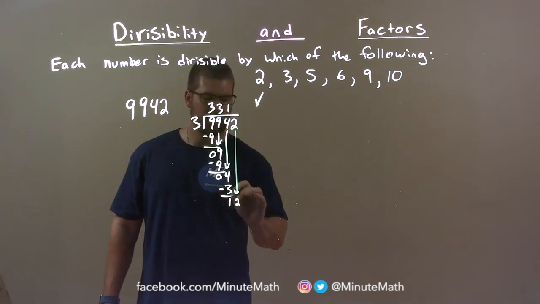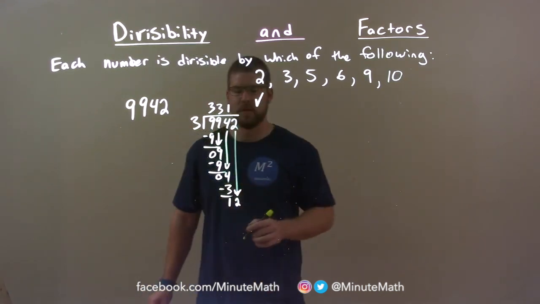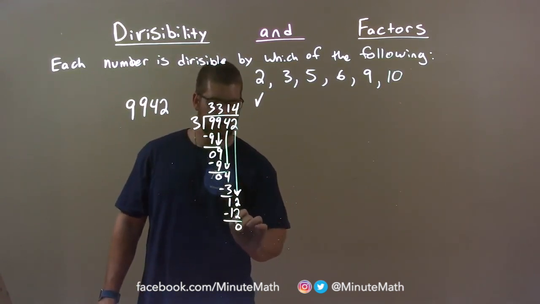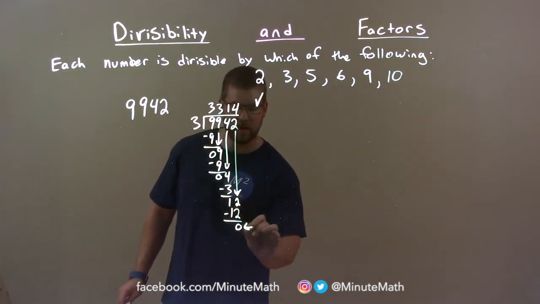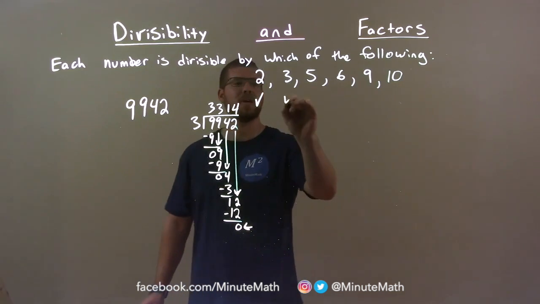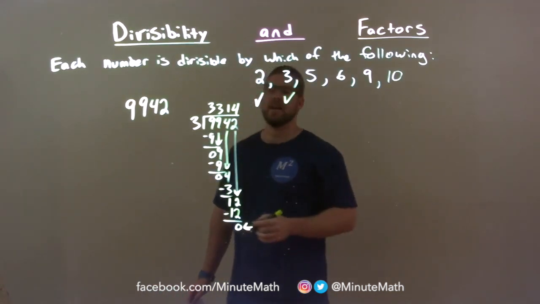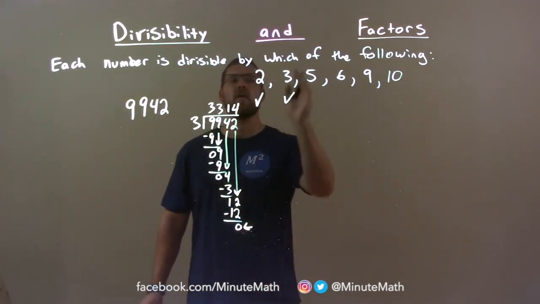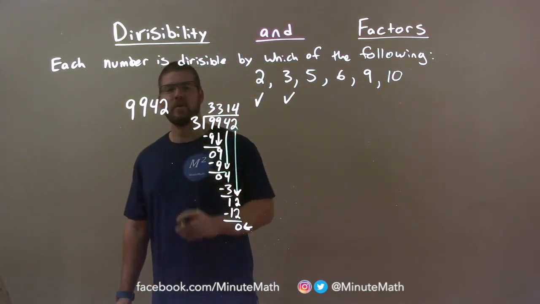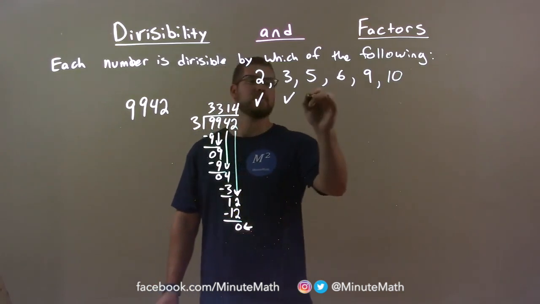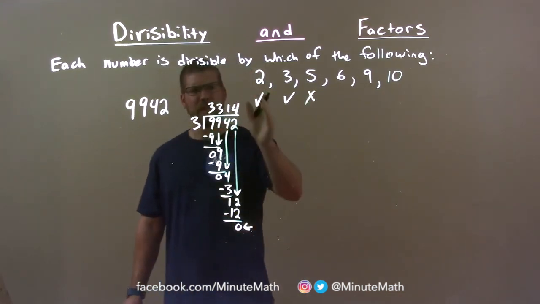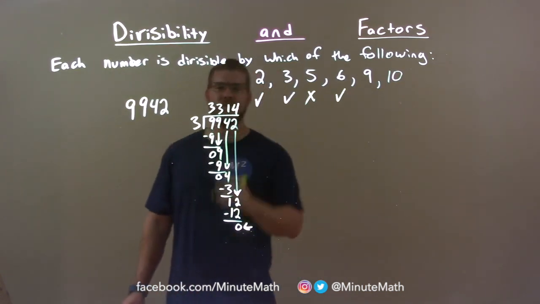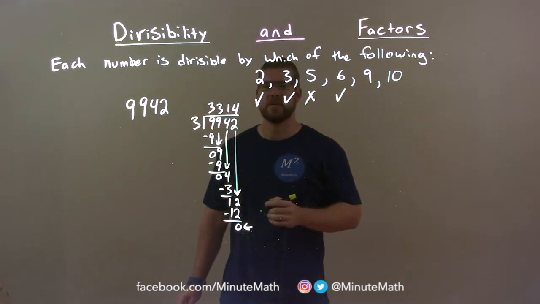Bring down the 2. Okay? 3 goes into 12 4 times. 4 times 3 is 12. Got a 0. Fantastic. Remainder of 0 tells us that 3 goes into 9,942. Great. Okay. 5. Our end number is not a 0 or a 5, so 5 is out. Since 2 and 3 both went into our number, 6 must also. Now we have to check 9.